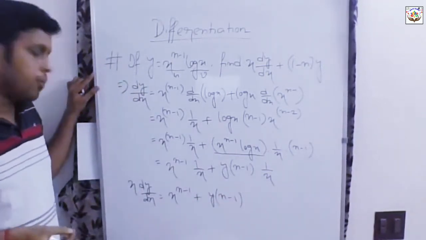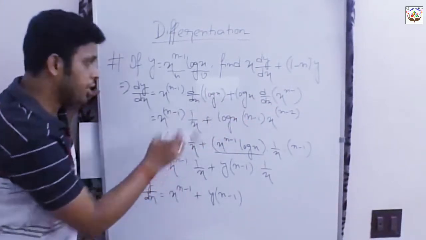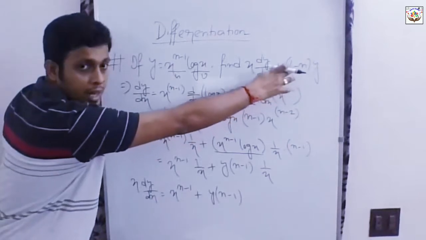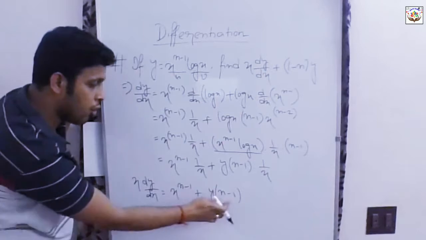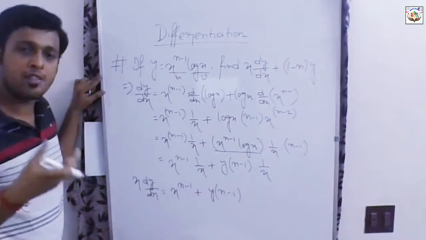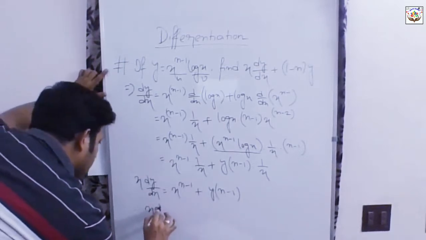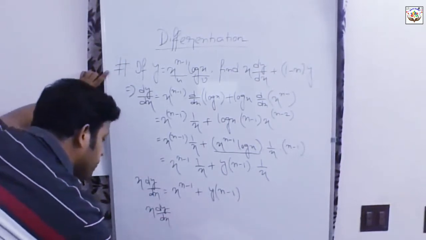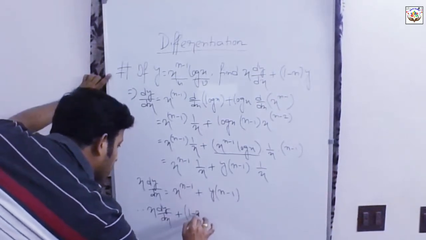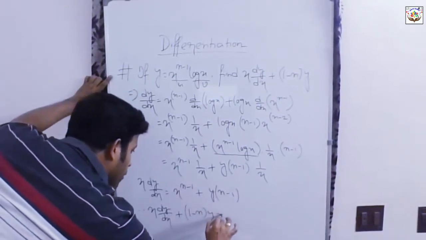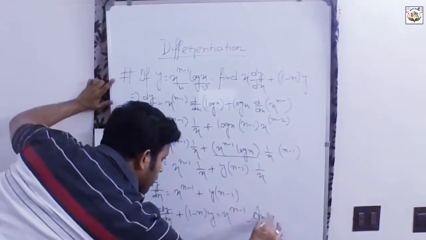Now what is remaining? We have got x dy/dx, and with that we need to add 1 minus n into y. So if we take this part to the left side, then it will automatically be 1 minus n into y, because the sign will be changed. So x dy/dx plus (1 minus n) into y will be equal to x to the power n minus 1.